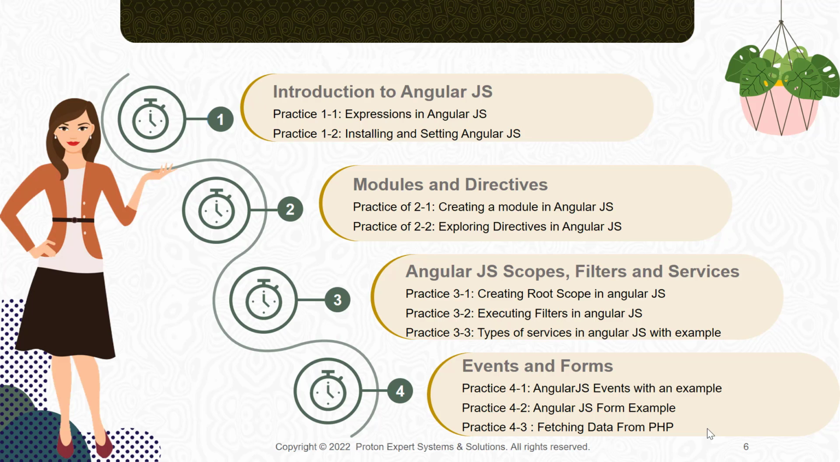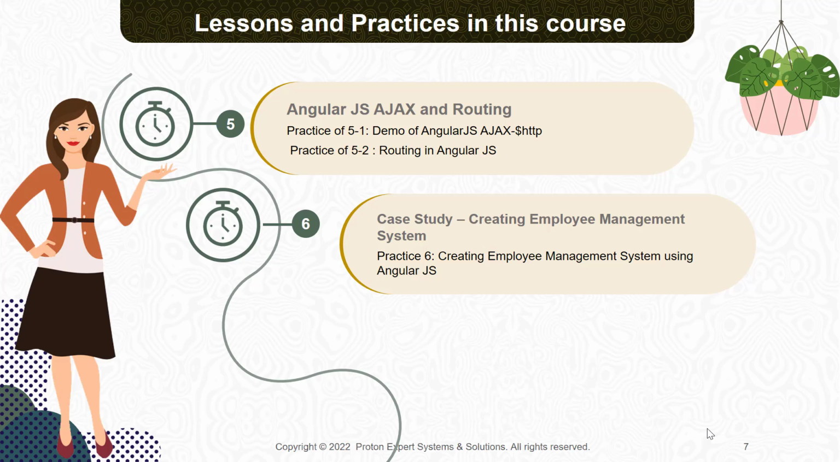The third lesson is AngularJS scopes, filters and services. Here you will learn to create a root scope, then execute filter, and lastly types of service. You will learn about the types of services in AngularJS with example. Fourth lesson is about events and forms. Here we will go through AngularJS events with an example in the practice session, then AngularJS form and also fetching data from PHP. The next lesson is lesson 5, that is AngularJS Ajax and routing. Here in the practice lesson you will have a demo of AngularJS Ajax and also routing in AngularJS.